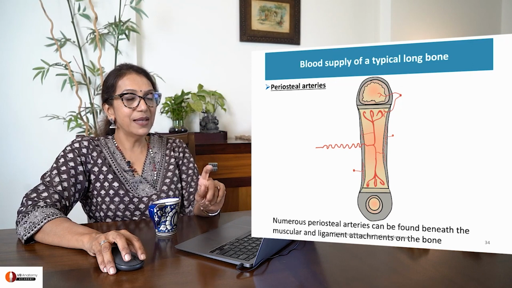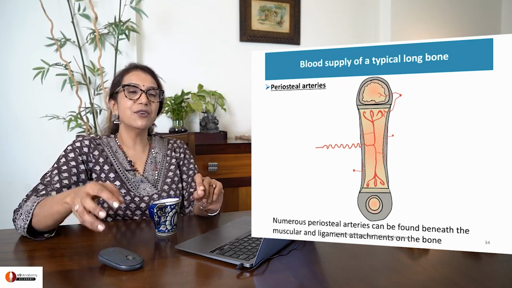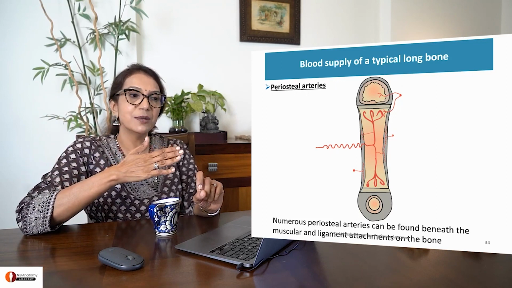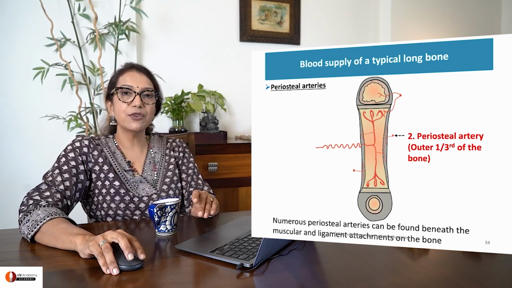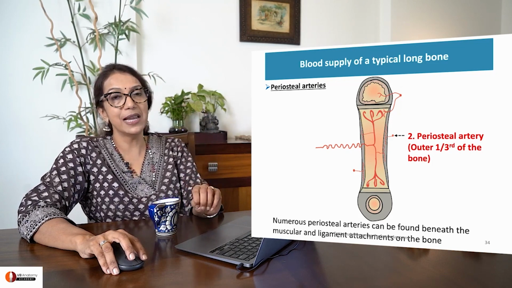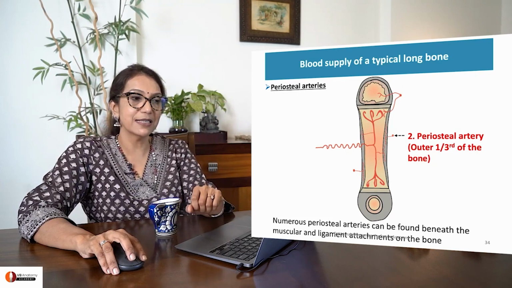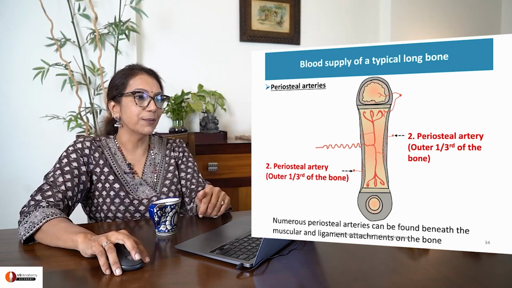So the next set of arteries are periosteal arteries. Periosteal arteries are arteries coming from the surface of bone, from beneath the periosteum, supplying the outer 1/3 of the bone. Numerous periosteal arteries will be found on those bones where there are a lot of muscular and ligamentous attachments. There will be fewer if muscle attachments are lesser. Okay, so here you are seeing periosteal arteries entering in.